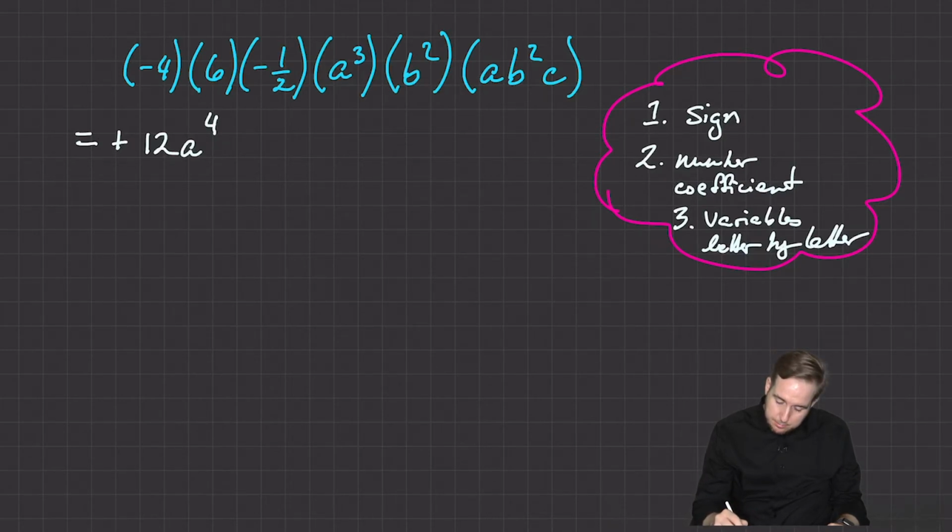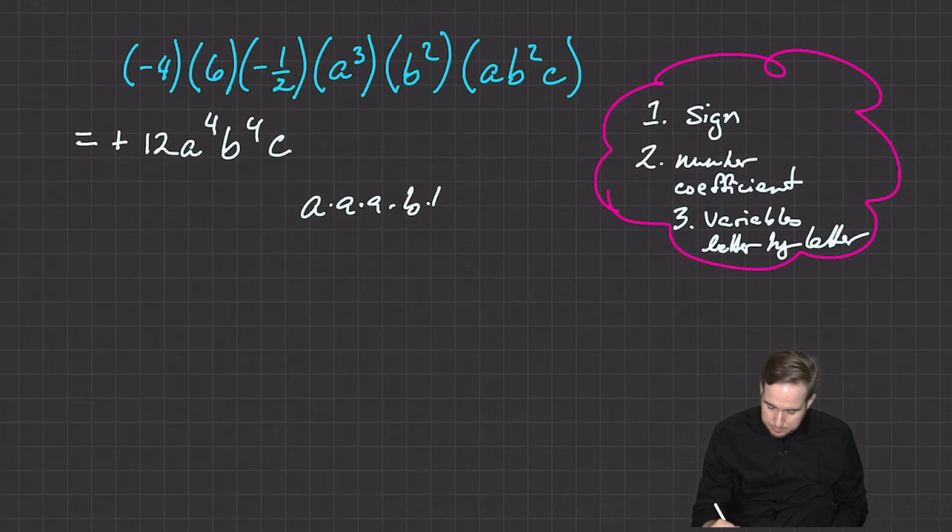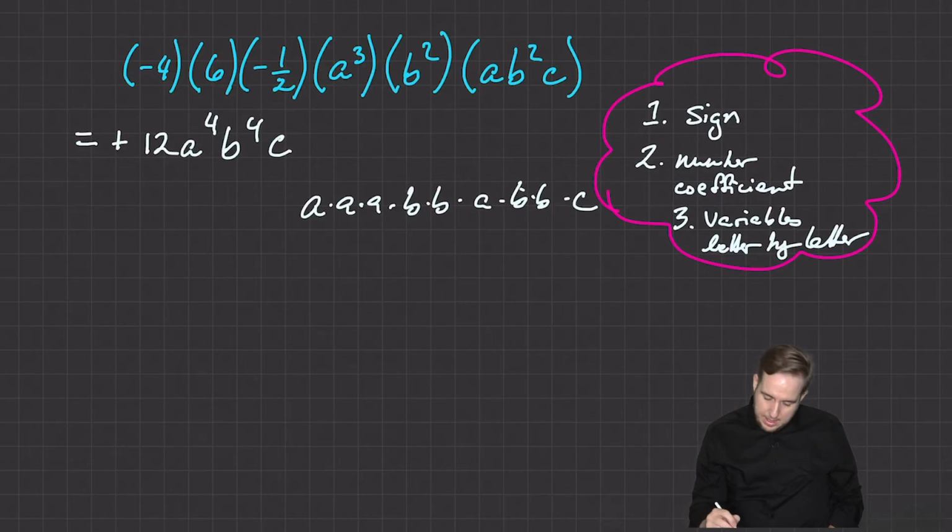Okay. Then I count the B's. That's 1, 2, 3, 4 B's. B to the 4. And then I count the C's. Well, there's just 1 C there. See, now I could have written this out the long way. I could have written A times A times A times B times B times A times B times B times C. I think I got everything there. And then I could count 1, 2, 3, 4 A's, 1, 2, 3, 4 B's, and 1 C.